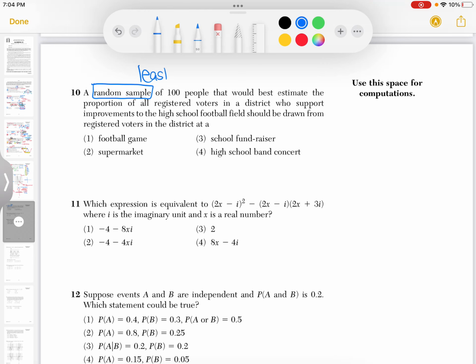So overall, when you're trying to find a random sample, the goal here is to find the option that would get you the least bias. Remember, bias is like unfair. The example we talked about in class is asking people leaving a Buffalo Bills game who their favorite NFL team is. Not exactly fair. So least bias means most fair, and in other words, most random.